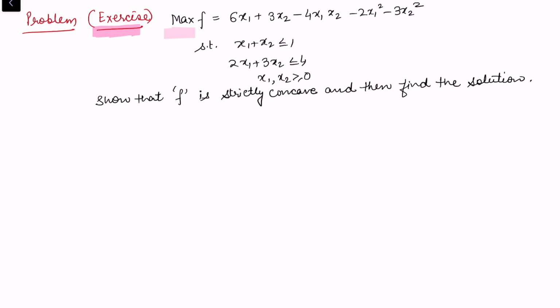We want to find the maximum of f. So remember, if it's the maximum of f, we can convert this into a minimization and we can show that the function is convex. So if minus of f is convex, we can simply say that f is concave. So the question asks us to show f is strictly concave, which means minus of f should be strictly convex. And then we want to find the optimal solution. For this, you can apply the KKT necessary condition and try to find the optimal solution.